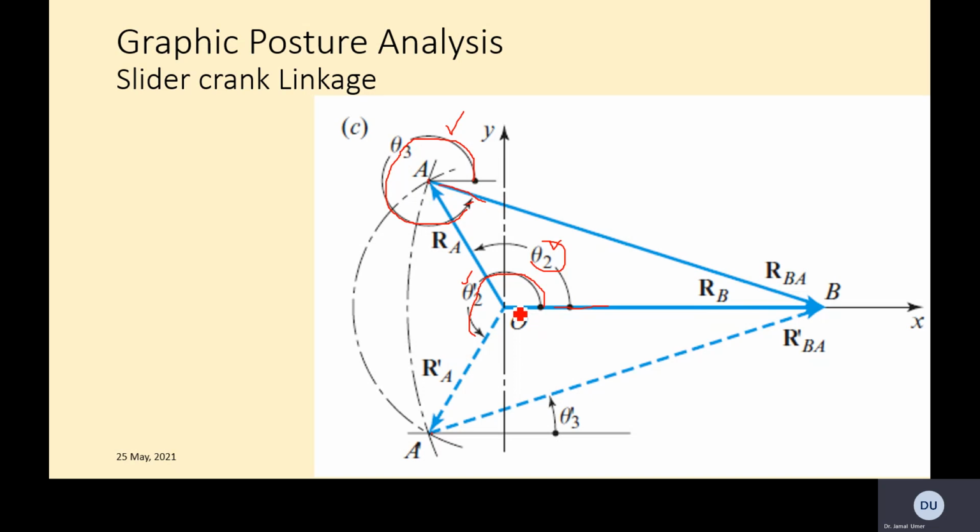Then another angle we were interested in, basically theta 3, which is for the connecting rod. So connecting rod, if it's at position A, is making angle theta 3, and when it is at position A prime, so again from positive x-axis, we have theta 3. So there are two possible solutions. So you have got theta 2 and theta 2 prime, and respective theta 3 and theta 3 prime, right?